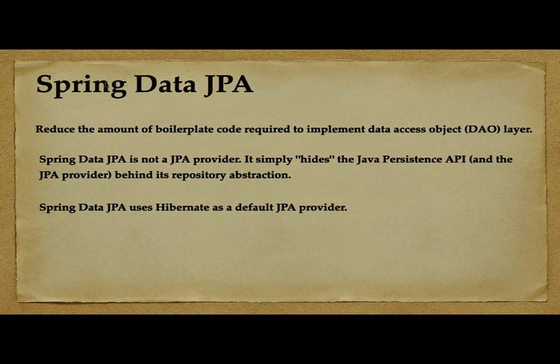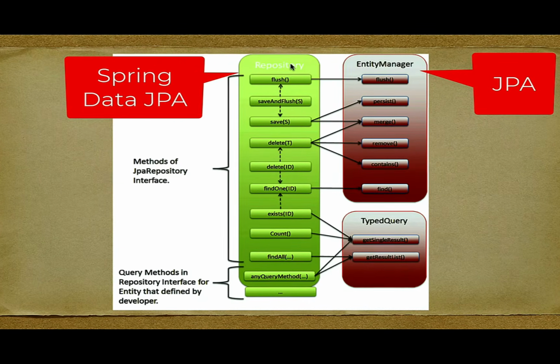Spring Data JPA is basically used to reduce the amount of boilerplate code required to implement the data access object layer. And Spring Data JPA is not a JPA provider. It simply hides the Java Persistence API behind its repository abstraction. For example, Hibernate is a JPA provider, right? But Spring Data is not a JPA provider. It's simply developed on top of JPA. Basically, Spring Data JPA is an abstraction layer on top of the Java Persistence API, right?